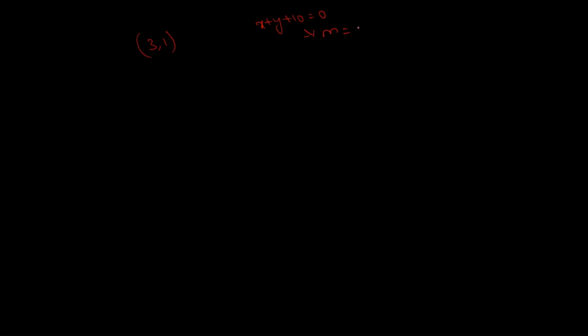The slope of this is minus 1. m1 into m2 is equal to minus 1. The slope of the line perpendicular to the above line is m equal to minus 1 upon m, that is minus 1 upon minus 1, which is 1. So the slope is 1.